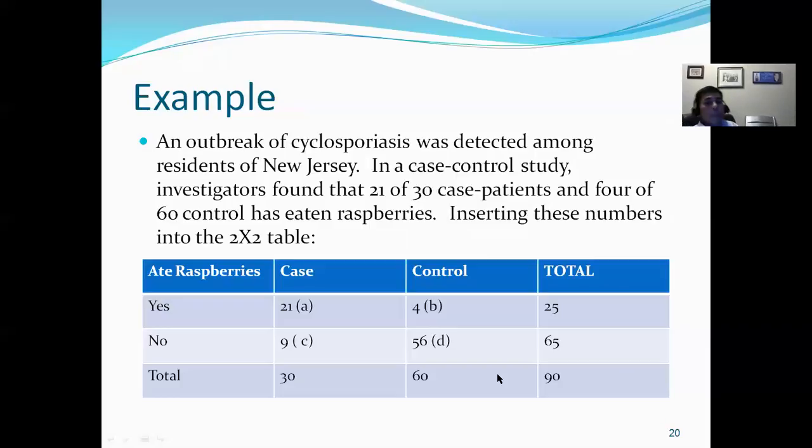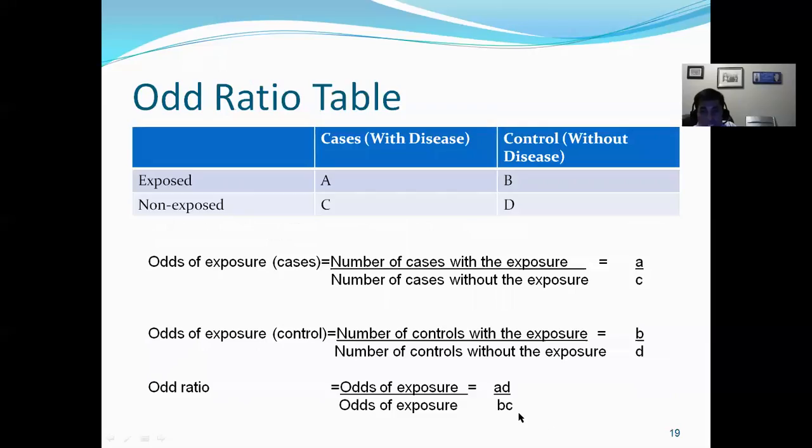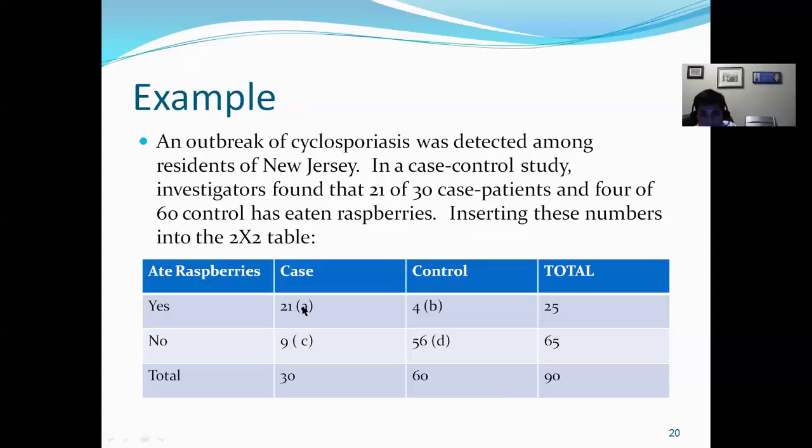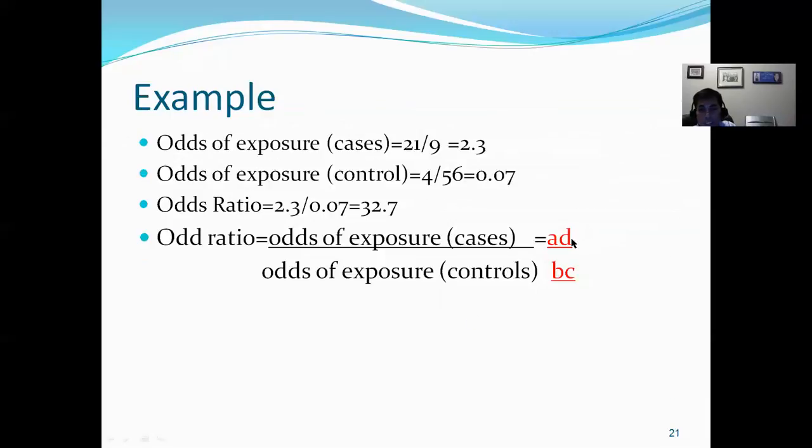And then we just simply follow the rules of how do we get the odds ratio? Just follow this calculation, AD divided by BC. So A and D, 21 times 56, divided by B and C, 9 by 4, and that becomes your odds ratio. So that's your AD and your BC. Plug in the number, very easy.